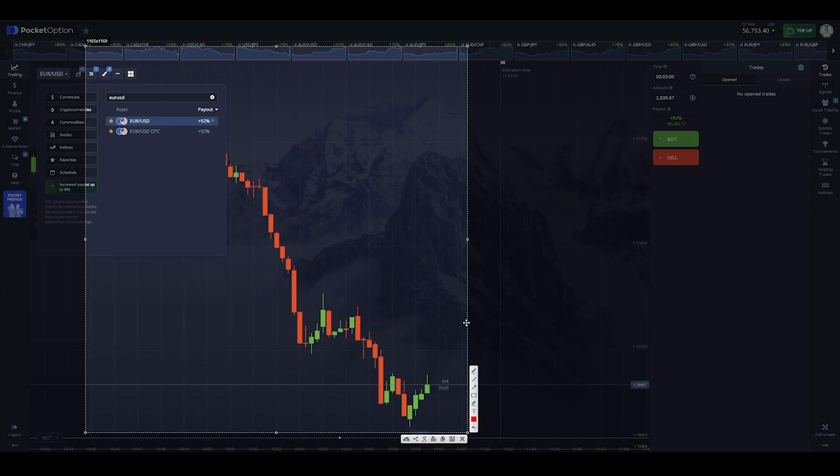Anything with the OTC prefix is the OTC market, which is off exchange, and it can't be traded from other platforms.